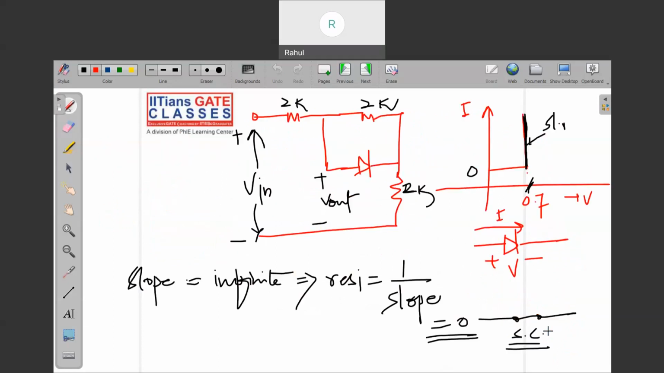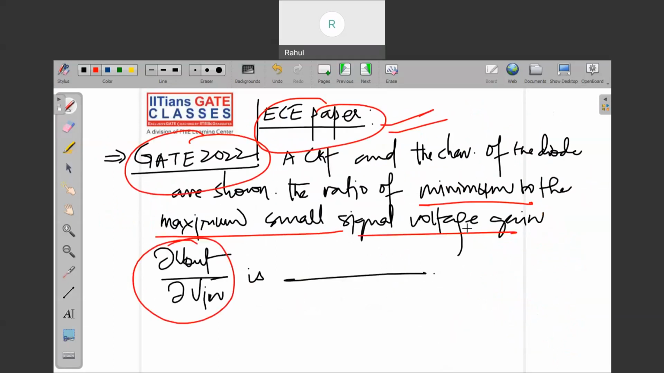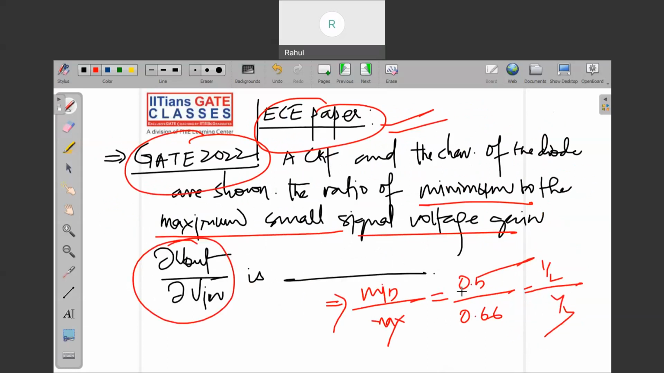What was the question here? The question was the minimum to maximum, right? So minimum upon max is what? Minimum is 0.5 and the maximum is 0.66, or you can say 1 by 2 upon 2 by 3, right? Or you can say that 3 by 4, which gives you 0.75. So the answer for this question was 0.75.